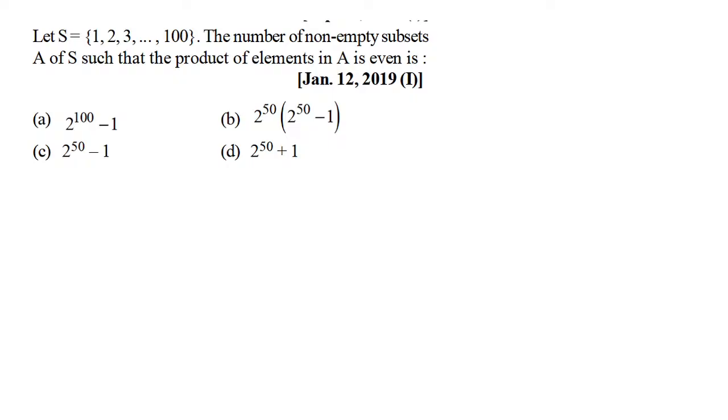Any set which does not have any element in it is called an empty set or null set or void set. You might have heard it. In case you haven't, now you have heard. Non-empty subset, now you have come to know. Now we want the total number of such non-empty subsets of this set S such that the product of elements of that subset is even. Now think about it and tell me which is the correct option.